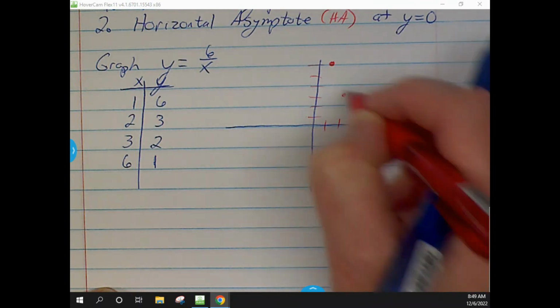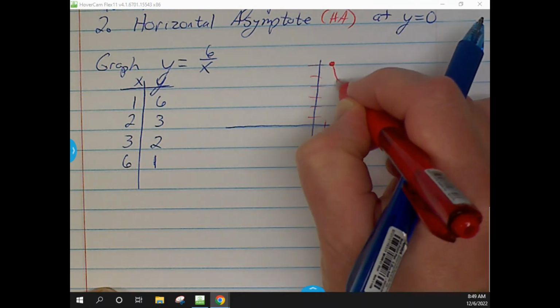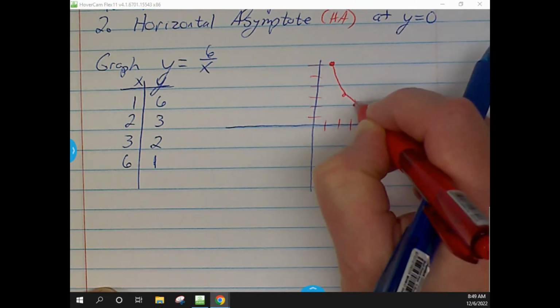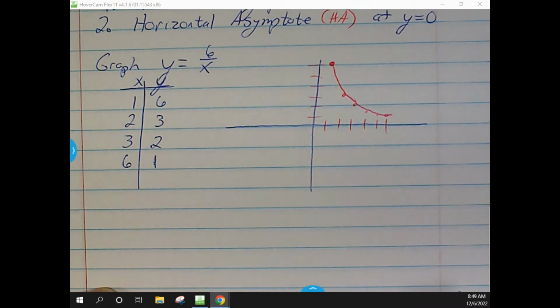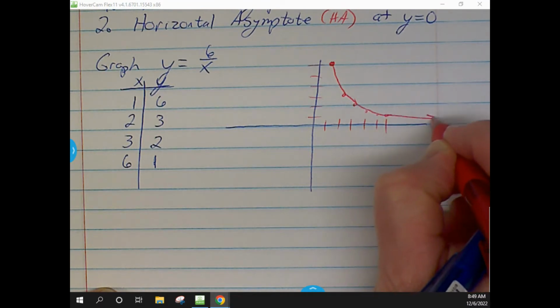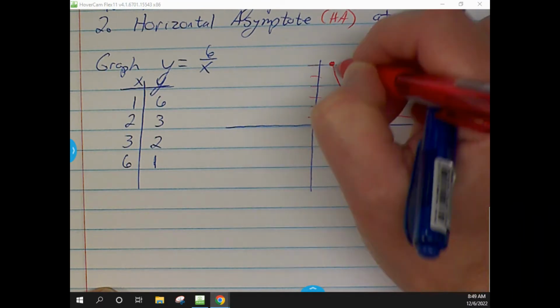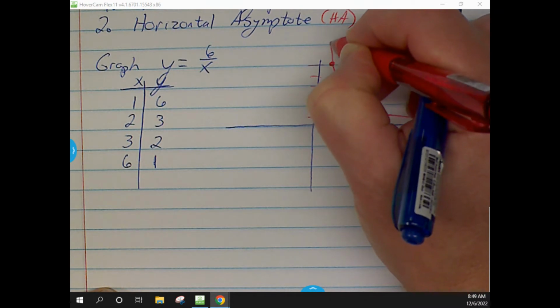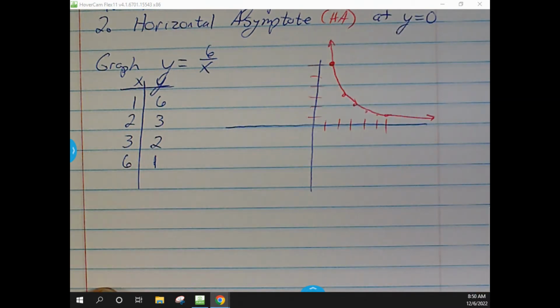5 would be 1.2. And if you start connecting the dots, it's got this curve. It looks something like this. And if you keep stretching this thing out, it's going to keep going this way. So it gets closer to the x-axis here. If you stretch this one out, it's going to keep getting closer and closer to the y-axis.